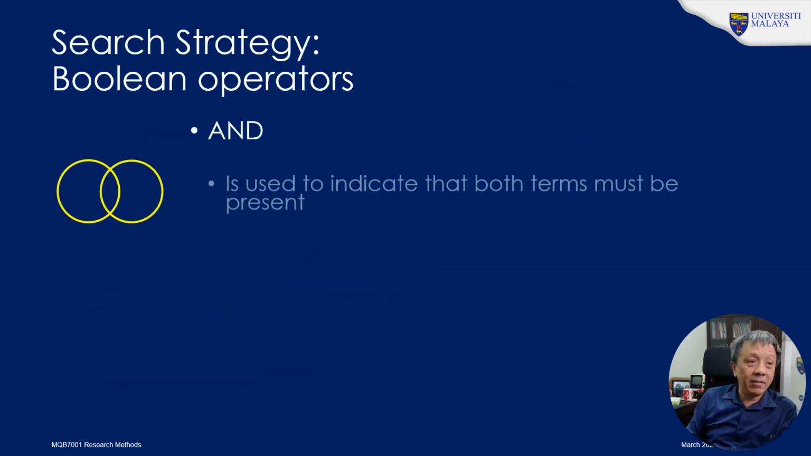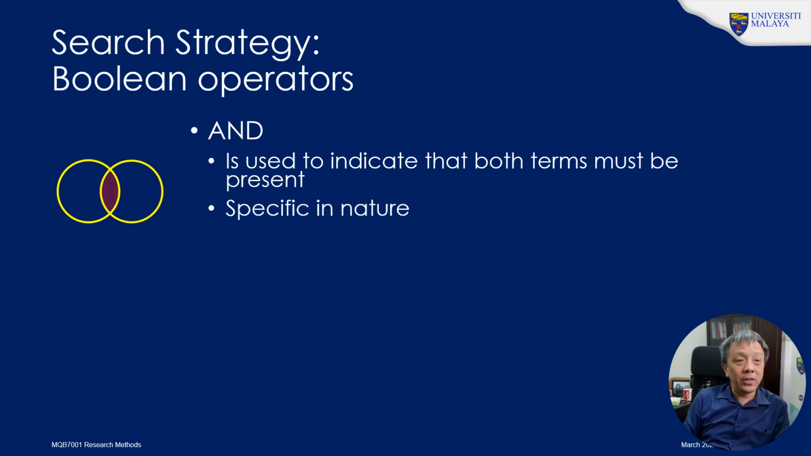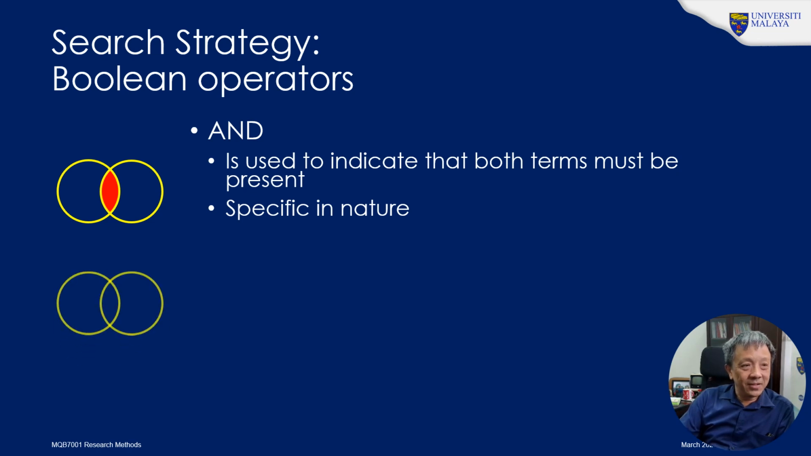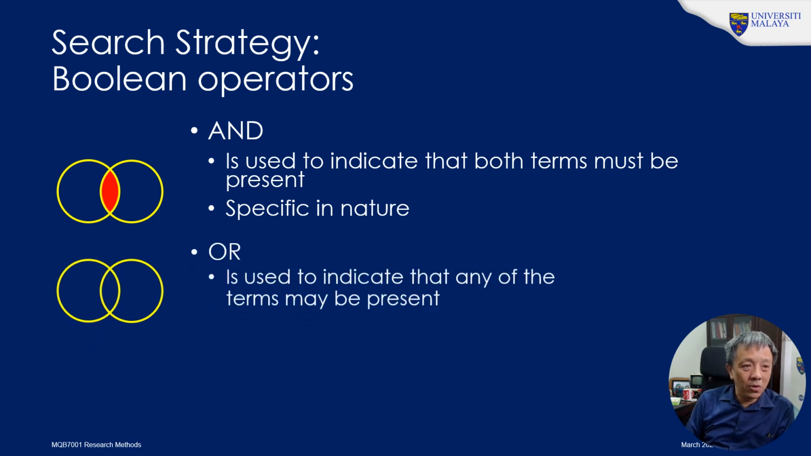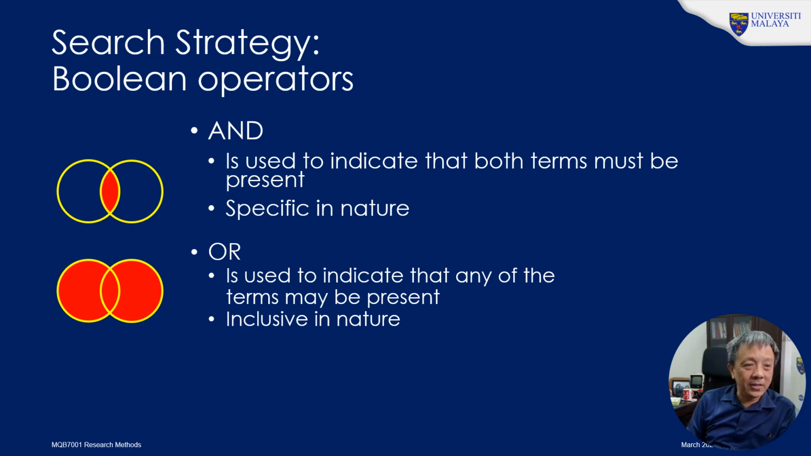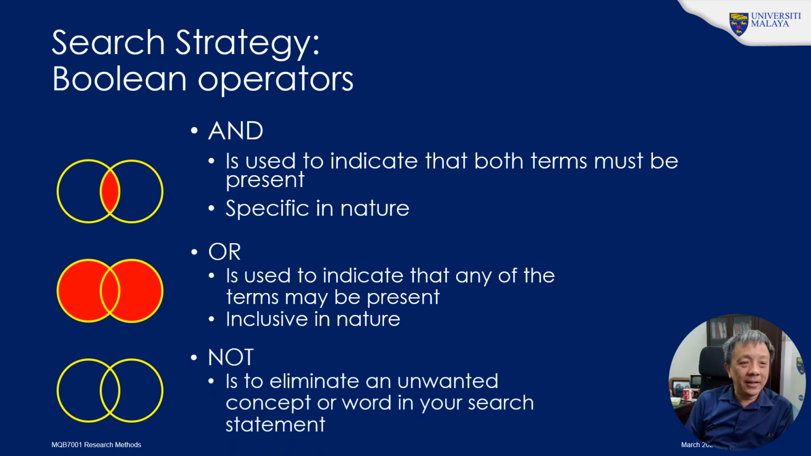So Boolean and is used to indicate that both terms must be present and specific in nature. Then Boolean or is used to indicate that any of the terms may be present, inclusive in nature. And we have the Boolean not. It is to eliminate an unwanted concept or words in your search statement. So this is how the Venn diagram looks based on your Boolean.